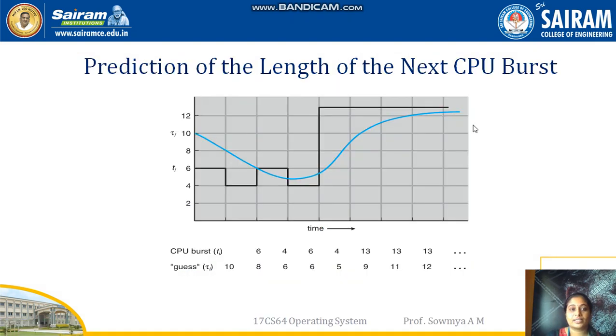To determine this, we have a graph. The CPU bursts Ti were 6, 4, 6, 4, 13 and 13 and so on, which were the actual CPU bursts, and the guess is tau i. So the guess was almost similar at the end of the processes.